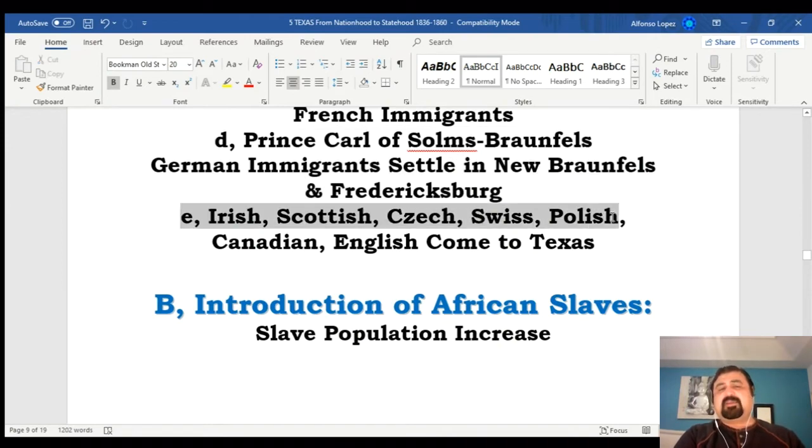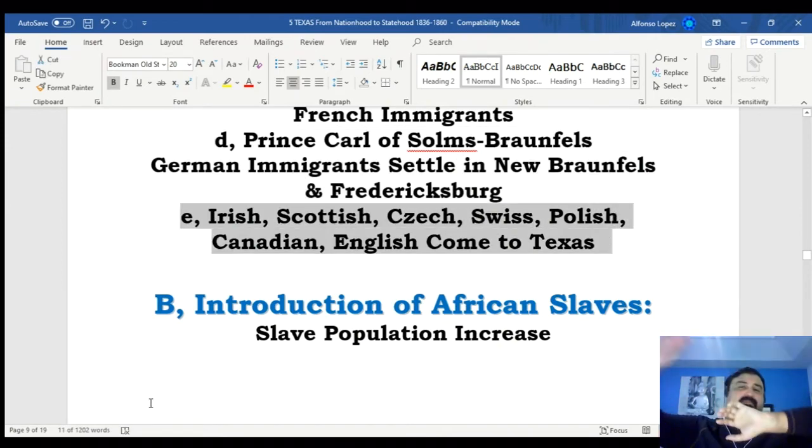During this period of time, there are also going to be different groups arriving into Texas, not necessarily through an empresario contract, like the Peters Colony or the Henry Castro, the French empresario, or the German empresarios, but rather they're just people arriving from many parts of Europe. We're going to see Irish, Scottish, Czech, Swiss, Polish, and there will be some Canadian as well. And also people from England are also going to be arriving into Texas on their own.